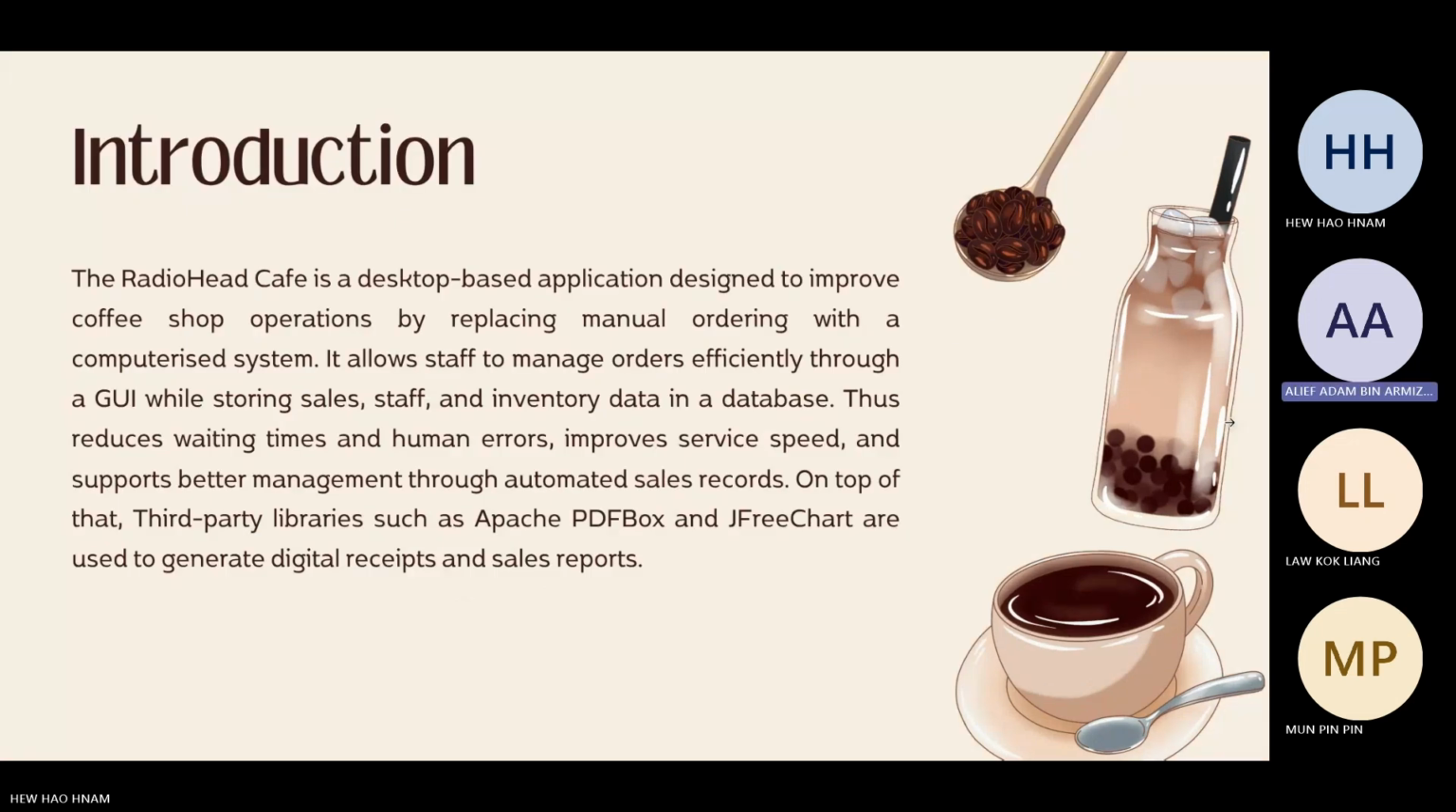Okay, for the introduction, the RadioHead Cafe is a desktop-based application designed to improve coffee shop operation by replacing manual ordering with a computerized system. It allows staff to manage orders efficiently through a GUI while storing sales, staff, and inventory data in a database. Thus it reduces waiting times and human error, improves service speed, and supports better management through automated sales records. On top of that, third-party libraries such as Apache PDFBox and JFreeChart are used to generate digital receipts and sales reports.